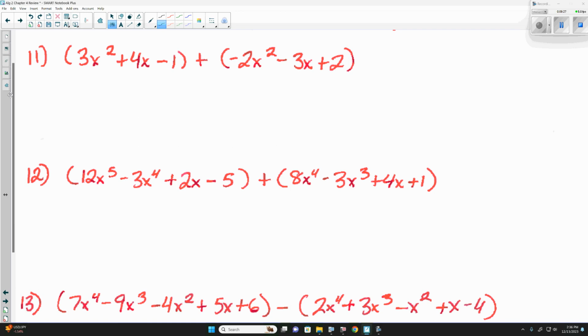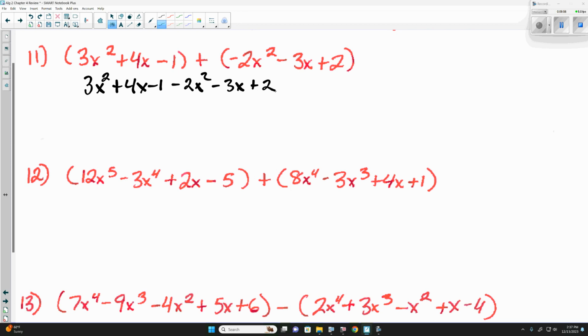We're going to look at 13 in a minute, but let's look at 11 and 12 first. 11. Since we're adding, we can just drop the parentheses. So we'd have 3x squared plus 4x minus 1. And we'd have our negative 2x squared minus 3x plus 2. I mean, we could put plus negative 2x squared or minus 2x squared, they are the same thing.